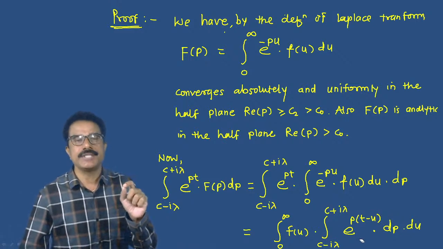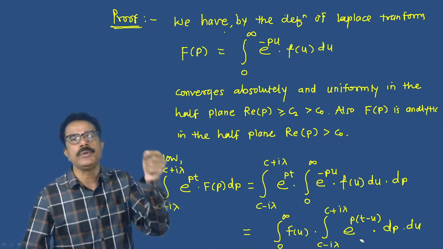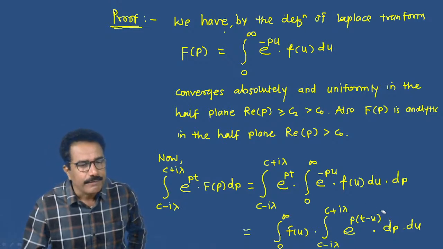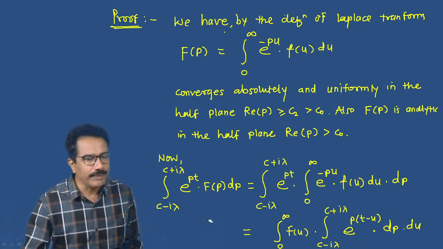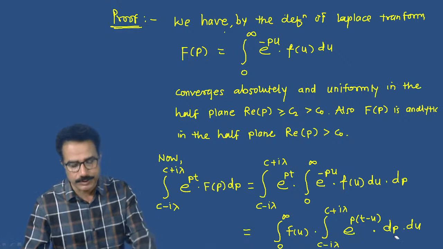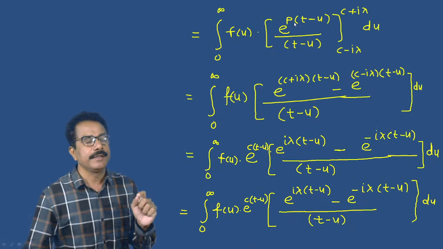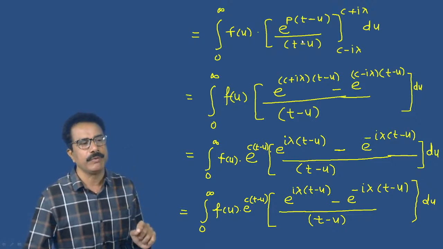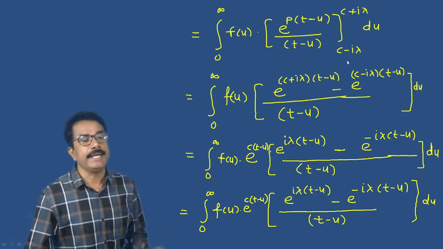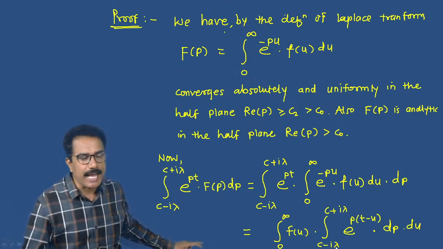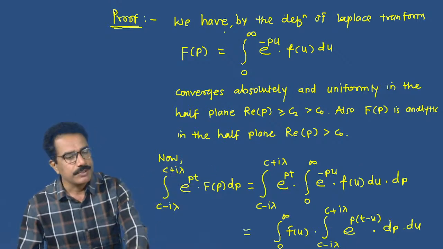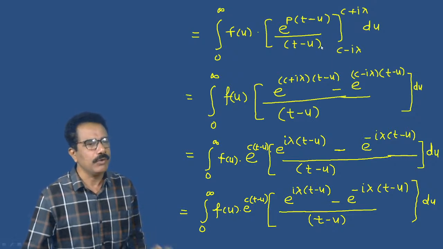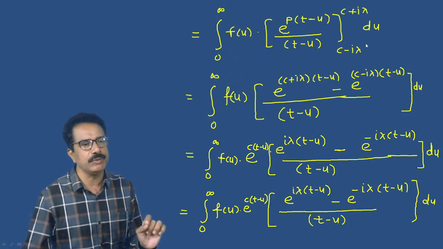So you know that the integration of e raised to at with respect to t is e raised to at divided by a. So the integration of e raised to p into t minus u with respect to p gives e raised to p into t minus u divided by t minus u. Keep this du as it is, and its limits, lower limit c minus i lambda to upper limit c plus i lambda. Here i means iota, the imaginary unit.